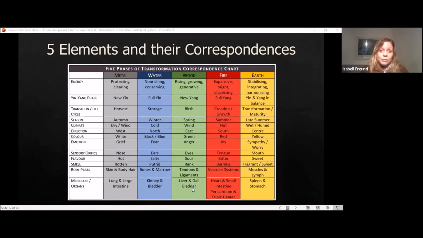If there are tendon issues, you most likely have an imbalance on the level of the liver and the gallbladder involved. If we have joint issues, we may address the bone function, and we may work with the kidney and strengthen the kidney. And for muscles, we have spleen and stomach, but we will look at that in more detail just now.